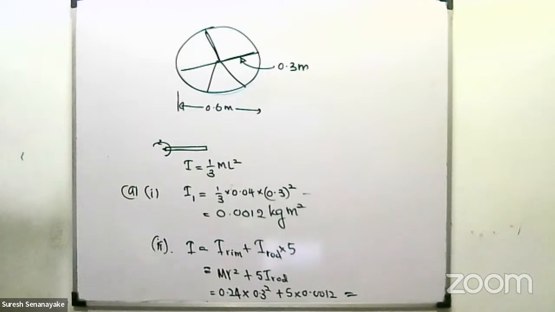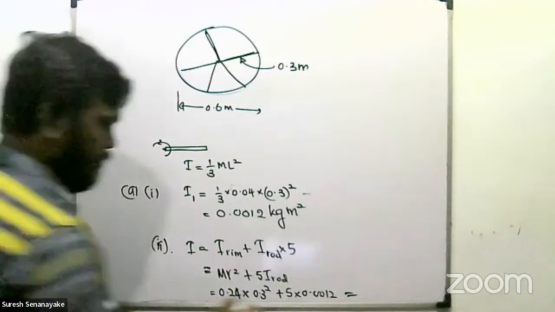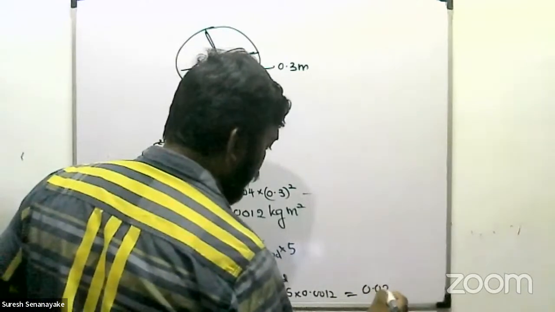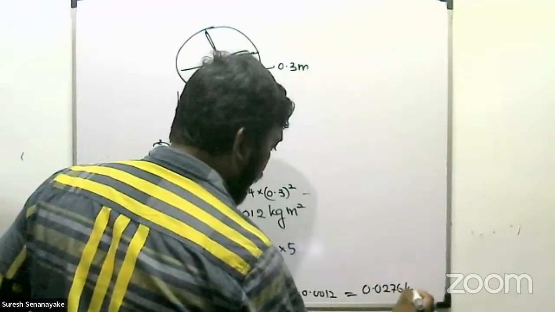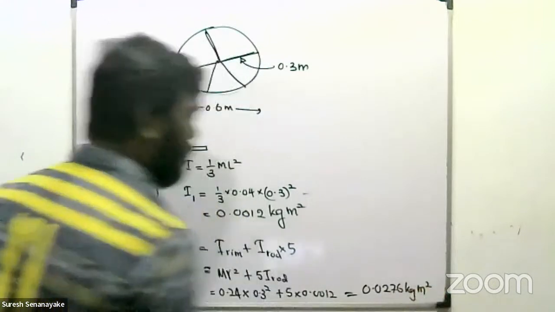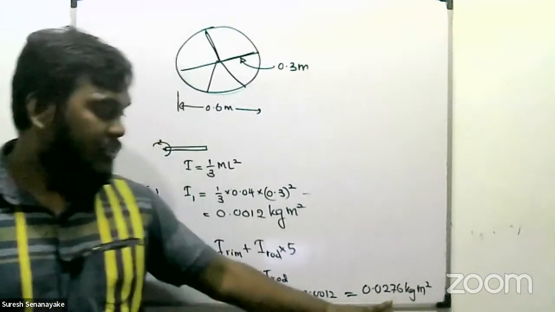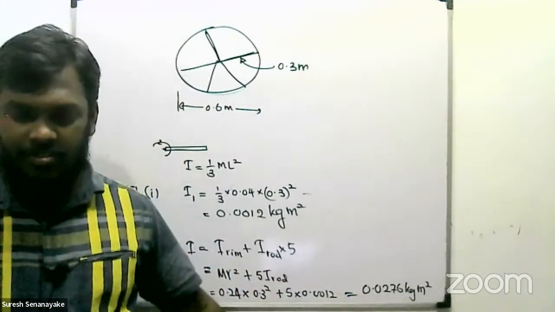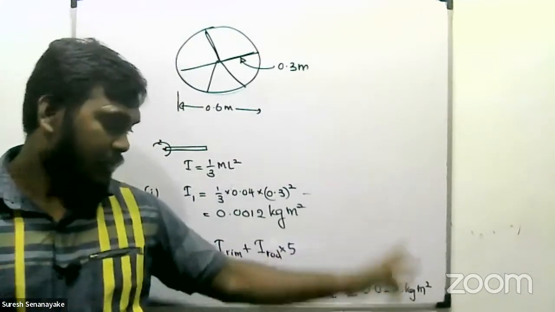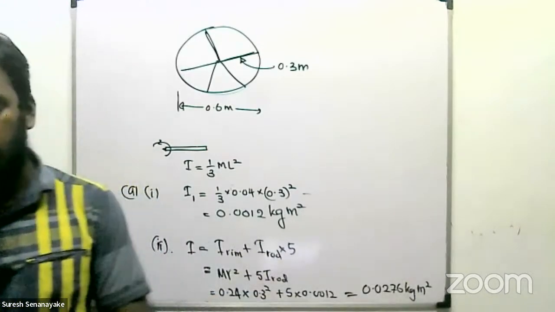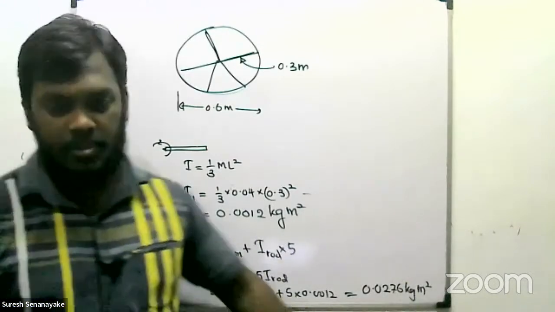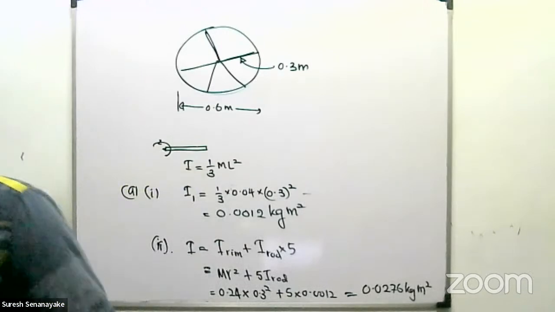There is 0.0276. 0.0276 kilogram square meter. Right. So that's why this is approximately 2.8, because 2.76 into 10 to the minus 2 is approximately 2.8. That's why they ask you to show that, right?